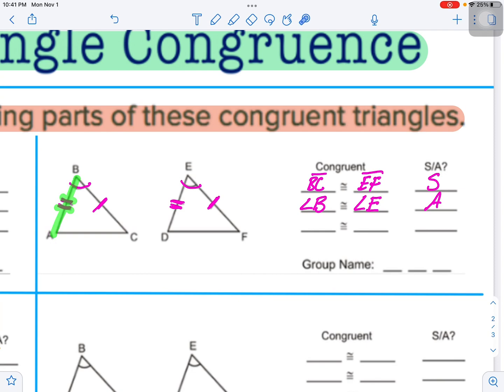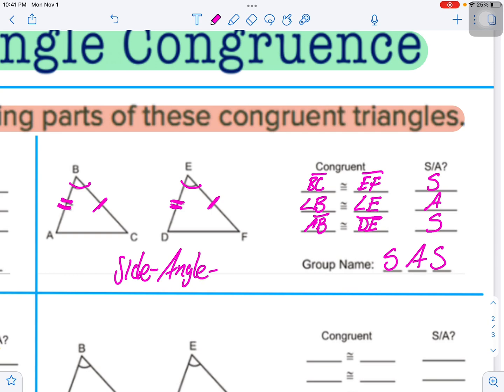Finally, we have side AB is congruent to side DE. And this is a side as well. So we have side, angle, side. So this is called side, angle, side. Side, angle, side. Perfect.